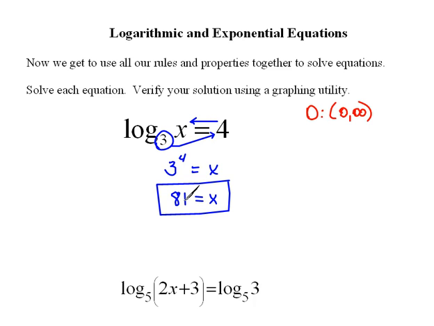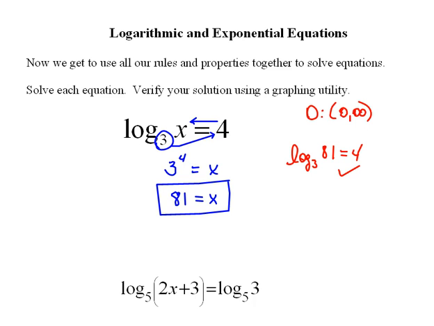So in this case, if I took the 81 and plugged it back in, I would have log base 3 of 81 equals 4. Now, that is a true statement, and we could use the change of base and our calculator to figure out that that is equal to 4. But what's even more important is that here I'm taking the log of a positive number, and that is okay to do. So our answer is a good answer.